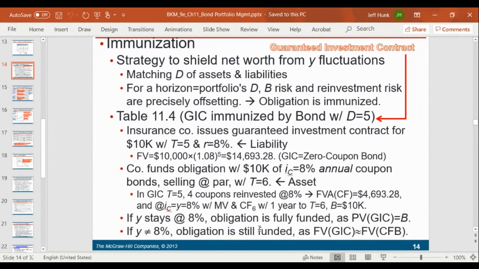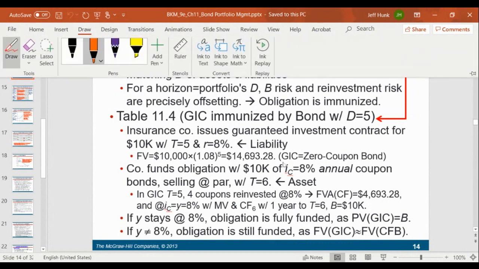Anyway, so the idea is like this. In the GIC at maturity, four coupons have been reinvested at 8%, so the future value of all those coupons is 4,693. So that's why it is what it is.